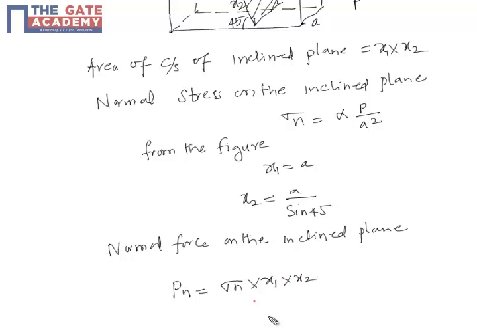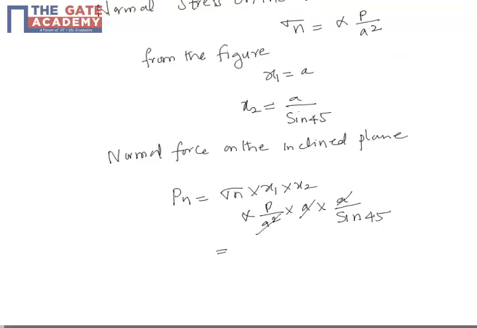From the above, we have sigma n value as alpha into P by A square multiplied by A into A by sine 45, and this A square and A get cancelled, and we are left with alpha into P by sine 45.